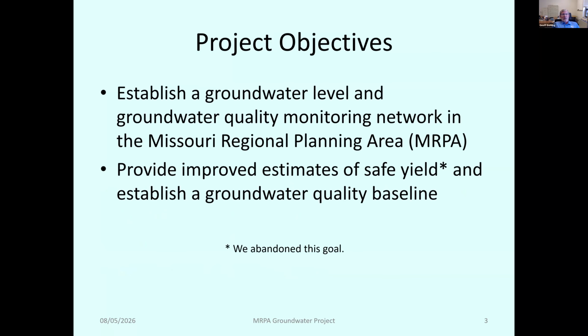So the overall project objectives are to establish a groundwater level and quality monitoring network in the planning area, in Mr. Paw, and provide estimates of safe yield and establish a groundwater quality baseline. And I'll just say at the outset that we basically abandoned that goal of trying to establish safe yield. And I'll explain that as we go.